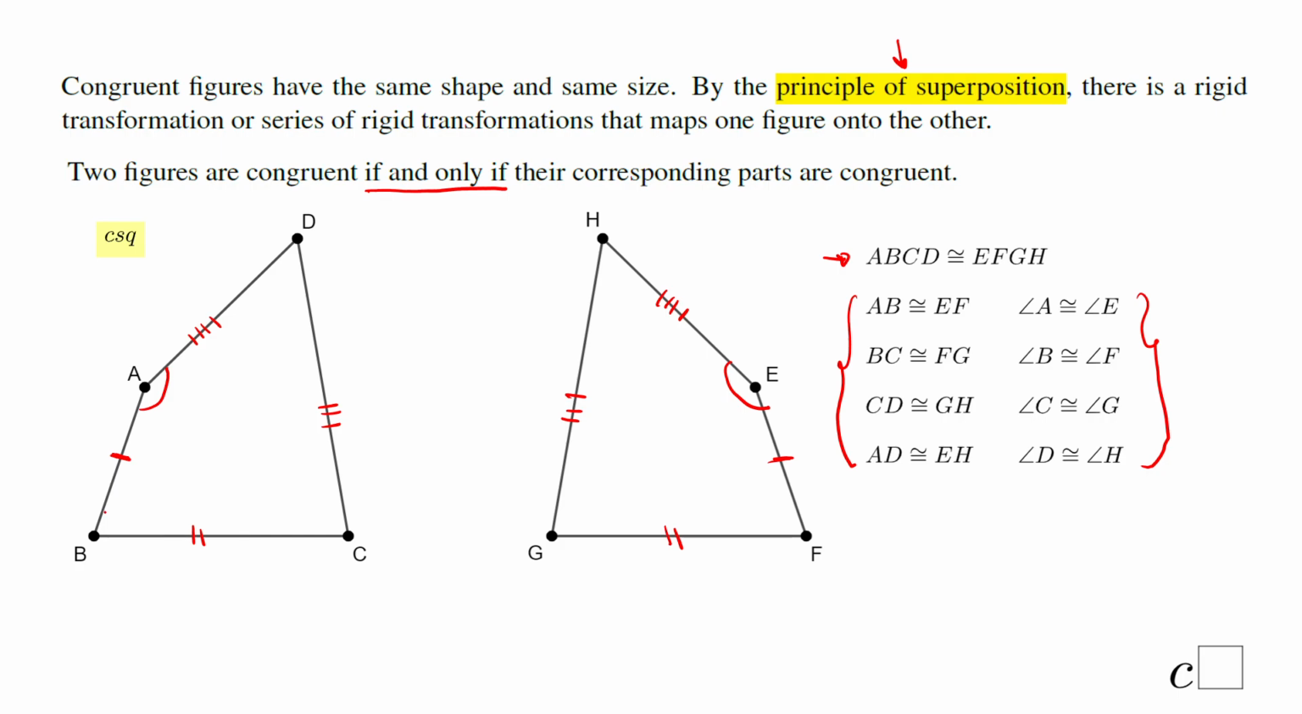angle B congruent to angle F, angle C congruent to angle G, and the last one, angle D congruent to angle H. So if these two quadrilaterals are congruent, these 8 parts are congruent. That's one way to see it. And the second way is if the 8 parts are congruent, then the quadrilaterals are congruent. That is this big biconditional statement.